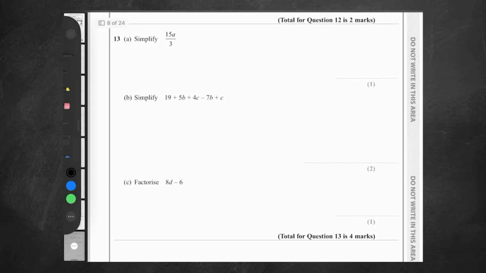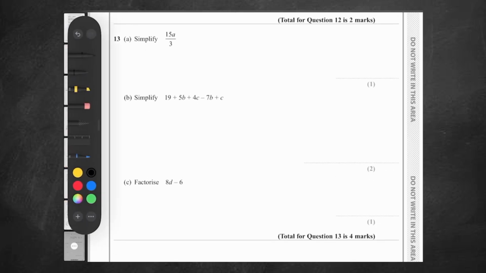Question 13a, simplify 15a over 3. So 15 and 3 both divide by 3. So what we're going to do is divide the top and the bottom by 3. And that's just going to give us 5a over 1, or just 5a.